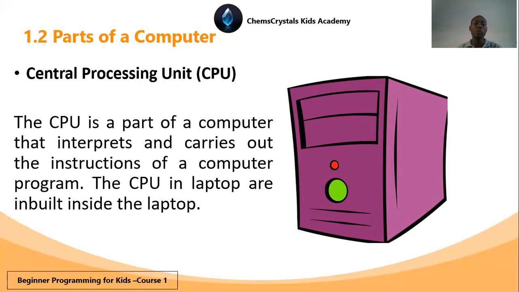Now the CPU is a part of a computer that interprets and carries out instruction of a computer program. That word program looks big. Good. We're going to talk about what a program is and also the word instruction. We're going to learn about what instructions are. Is that okay? So don't worry, just relax and learn that the CPU is a part of computer that interprets and carries out instruction. Is that okay?